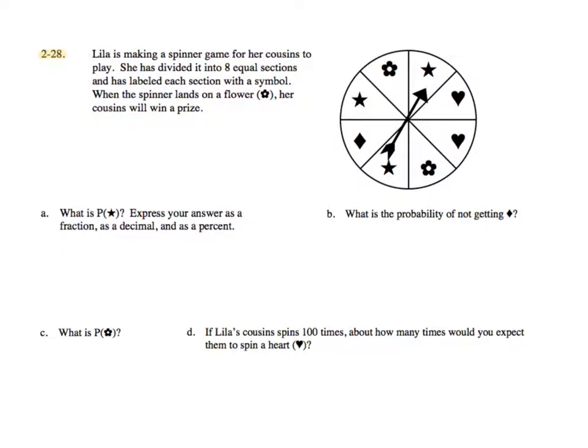So we're given a spinner with 8 equal sections. This is important information. And when the spinner lands on a flower, the cousins will win a prize. So this is the reward. So in example A, we have what is P. P stands for probability, and the parentheses are saying a star. So that means the probability of landing on a star. Express your answer as a fraction, as a decimal, and as a percent.